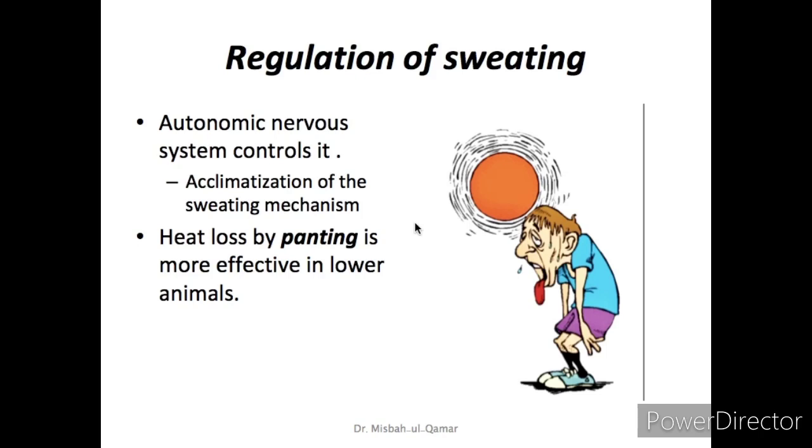The second change which takes place in acclimatization is the decreased concentration of sodium chloride in the sweat, and that is done for better conservation of body salts. As a result, after 4 to 6 weeks of acclimatization, the loss of sodium chloride may be as little as 3 to 5 grams per day.